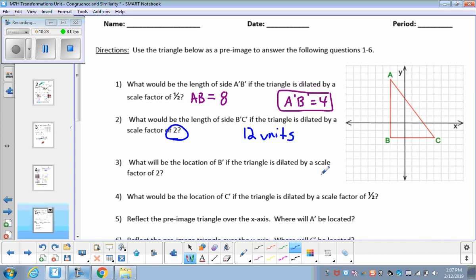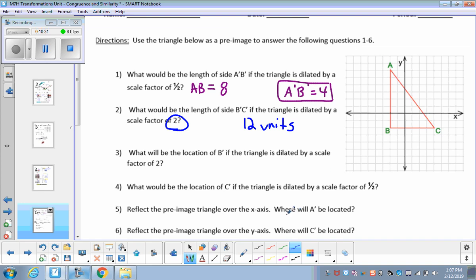All right? For number 3, I'm asking, what will be the location of B prime if the triangle gets dilated by a scale factor of 2? So currently, where is B located? B is currently located back 2, down 2. Now, if that gets multiplied by a scale factor of 2, then B prime would be located, this is the answer, at -4, -4. Okay?